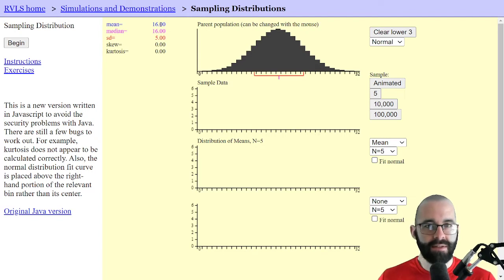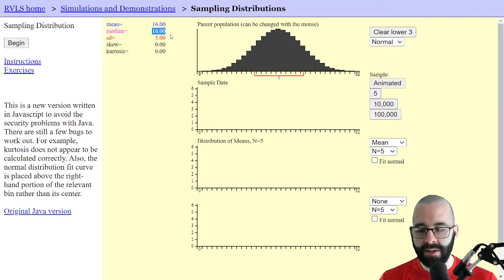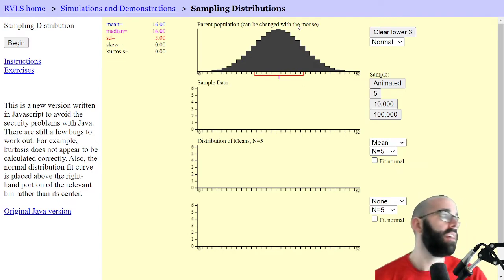The average number over here is the mean, and since it's normally distributed, the mean and the median are the same thing. It turns out that the standard deviation is about 5. If something's normally distributed, about 68% of the data is within one standard deviation of the mean. The mean can be seen right here. Within one standard deviation to the right and one to the left is about 68% of the data for this normally distributed model.